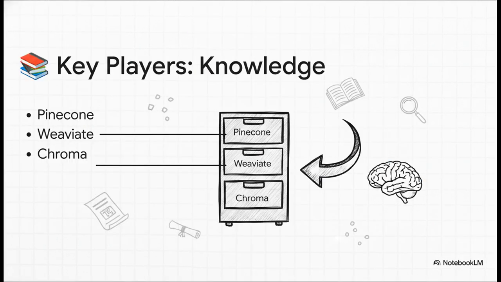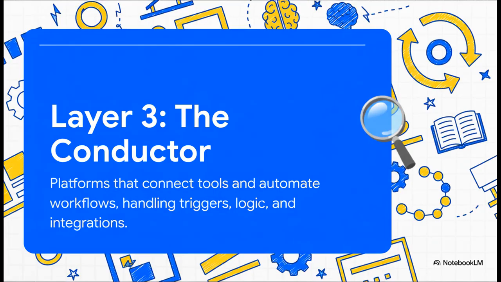And that's the key here. This layer gives your AI crucial context. You'll see tools like Pinecone and Weaviate, which are super popular because they're easy to get started with. Or you could go with open source options like Chroma, which gives you way more control if you're comfortable running it yourself.